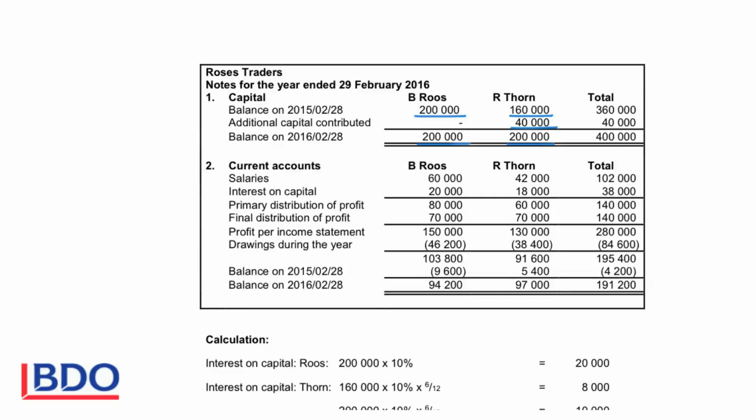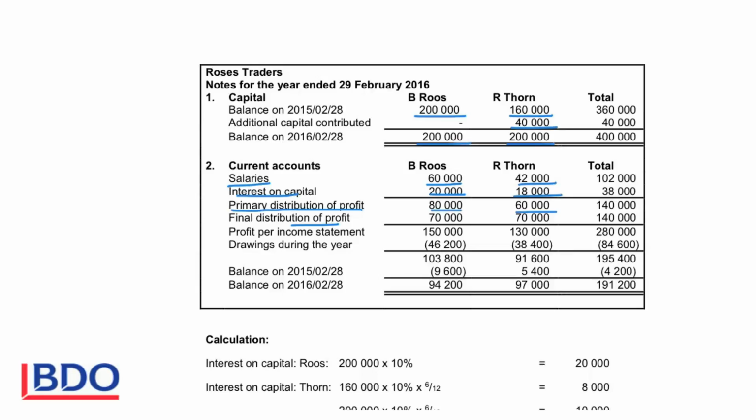In the current accounts, we will complete a summary of all the entries in the current account. So first of all, we will see what are the amounts that were paid to the partners, and the business must pay them salaries, interest, and their division of the profits. So we will first show that the accounts were credited with the salaries and the accounts were credited with the interest. Then we add up and we see the primary distribution is 80,000 and 60,000.